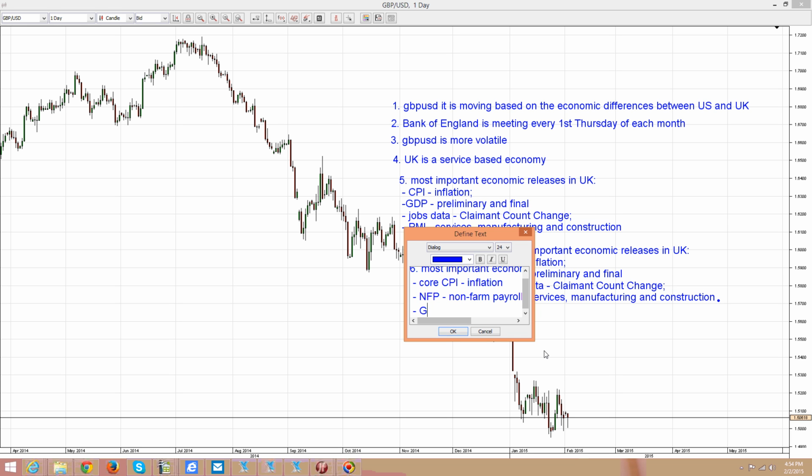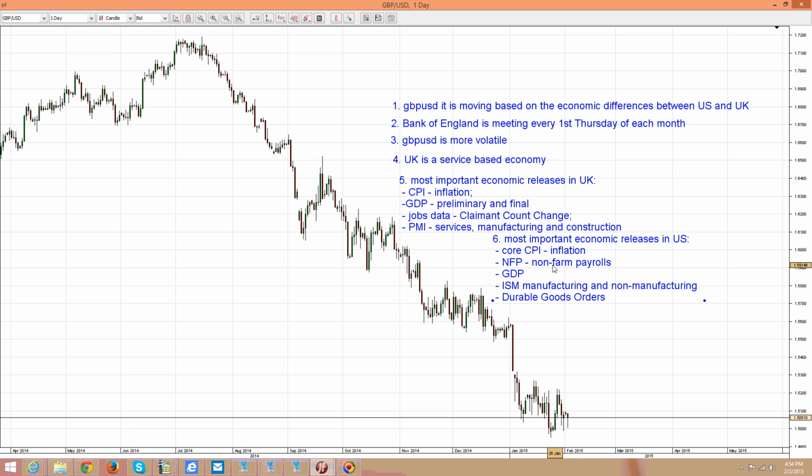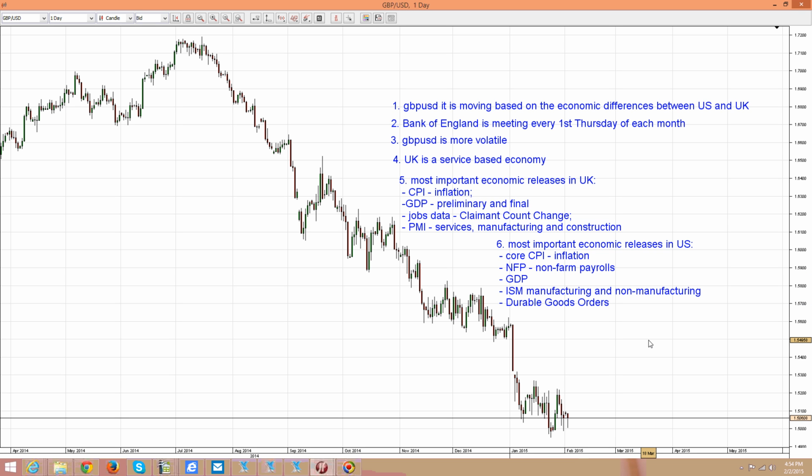Then we have definitely the GDP, the total value of goods and services an economy creates. Then the ISM, manufacturing and non-manufacturing, which basically represents the PMIs, but this is the equivalent for the United States. And then the durable goods orders. These are the main things to move the US dollar, and you have to take them into account.